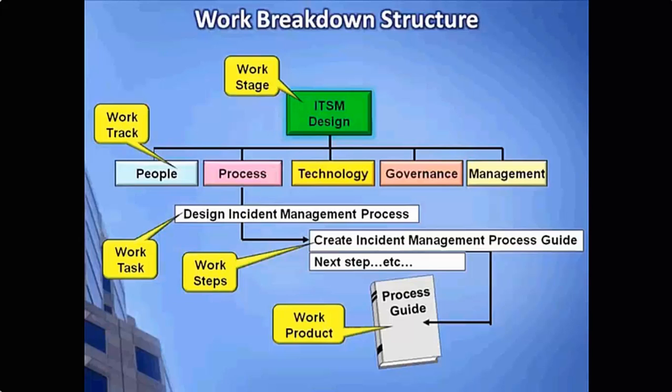So each work task will consist of work steps, and then work steps may produce work products as part of their efforts. So in the example shown here, the work task design incident management process includes a work step called create an incident management process guide, and the output of that step is an actual process guide that's shown there. Again, just a very simple way, but a good structured way of looking at how you might organize all your work tasks and put plans together as you move forward in your implementation.